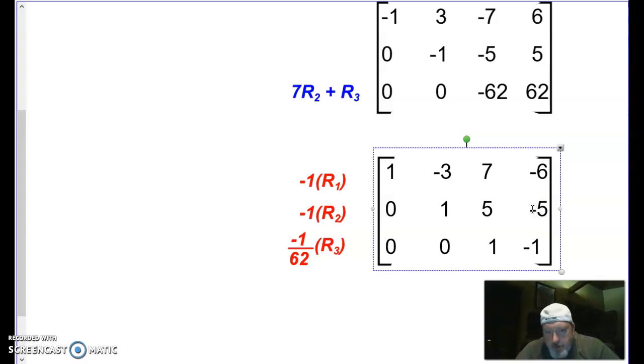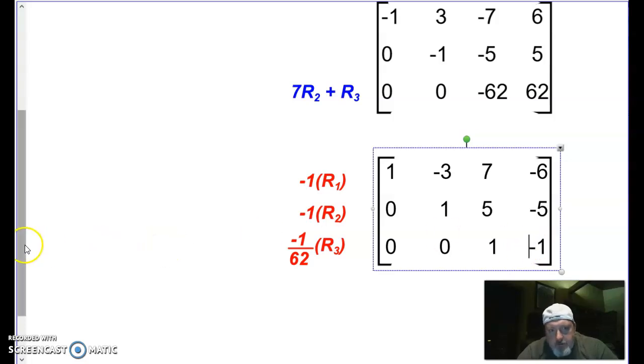Now the last row, I want this to be a 1, so I can just take a fraction. Remember, we can multiply by anything as long as it's non-zero. So I just multiplied by negative 1 over 62. That's going to make this positive 1, make this negative 1, and we're all set.